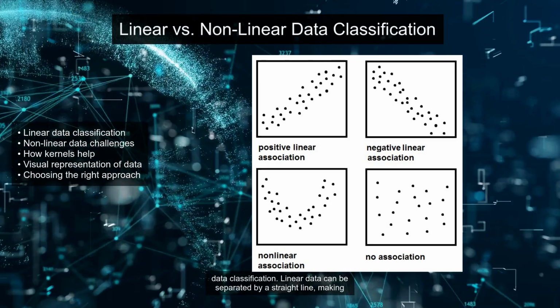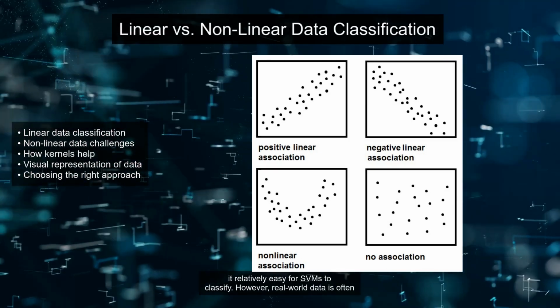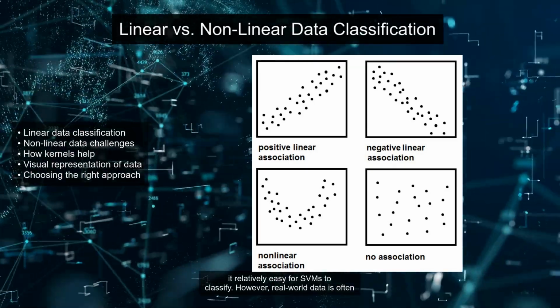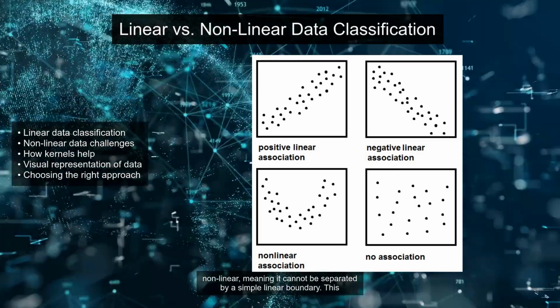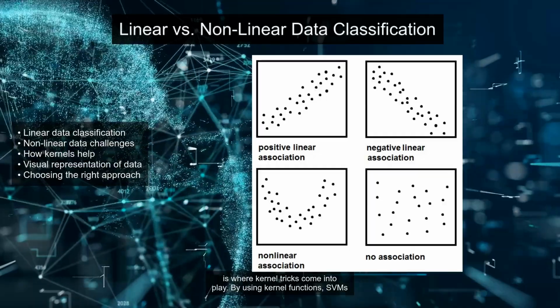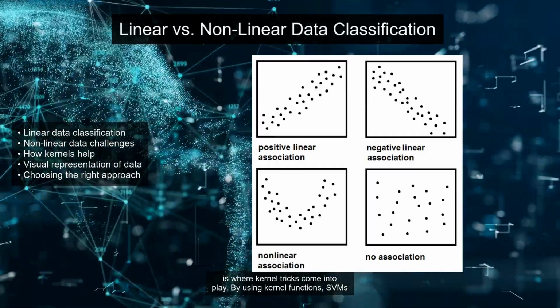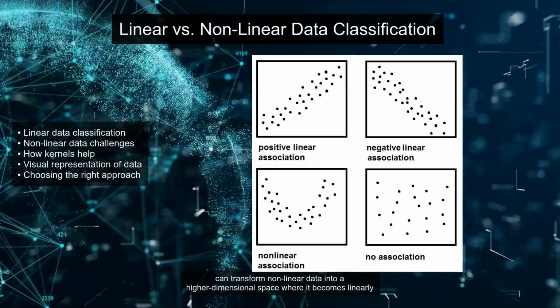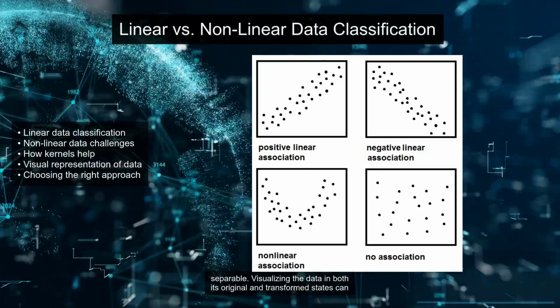In this block, we'll delve into the differences between linear and nonlinear data classification. Linear data can be separated by a straight line, making it relatively easy for SVMs to classify. However, real-world data is often nonlinear, meaning it cannot be separated by a simple linear boundary. This is where kernel tricks come into play. By using kernel functions, SVMs can transform nonlinear data into a higher dimensional space where it becomes linearly separable.